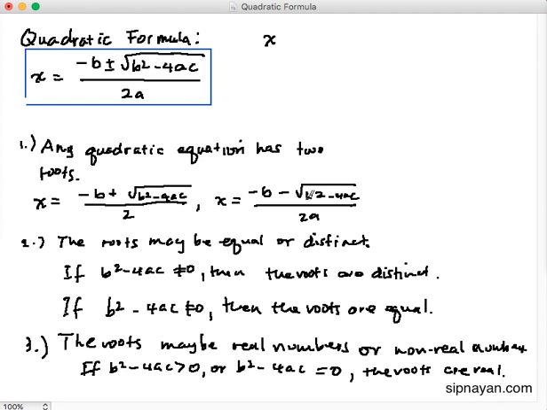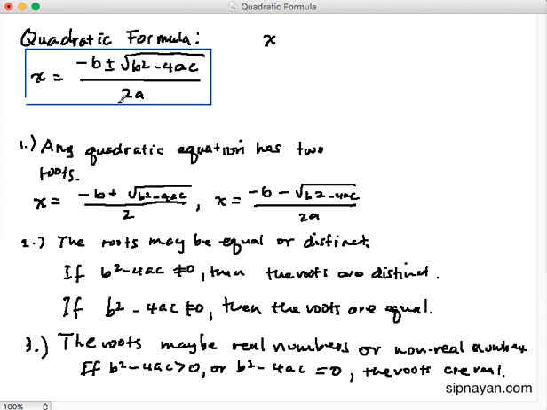Kasi kahit ano naman ilagay mo dito sa loob, di ba? Basta positive siya or 0, pag 0 siya, magiging negative b over 2a, which is, of course, real number. Kasi yung b natin is a real number and yung a natin is a real number based on the definition. However, pag positive naman ito, kahit ano yan, di ba? Square root of 3, square root of 4, square root of 105. This is a real number. You add it with a real number, you subtract with a real number, still the same, di ba? And then you divide with a real number, real number pa rin siya.